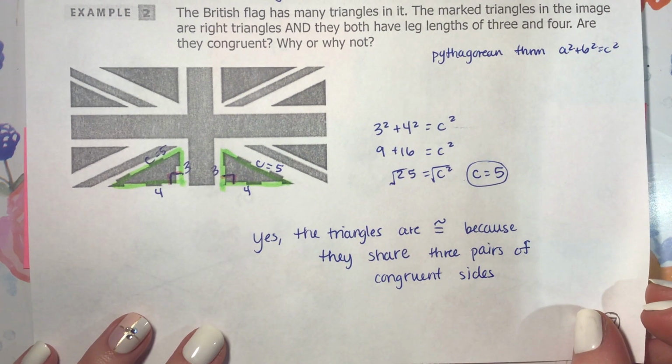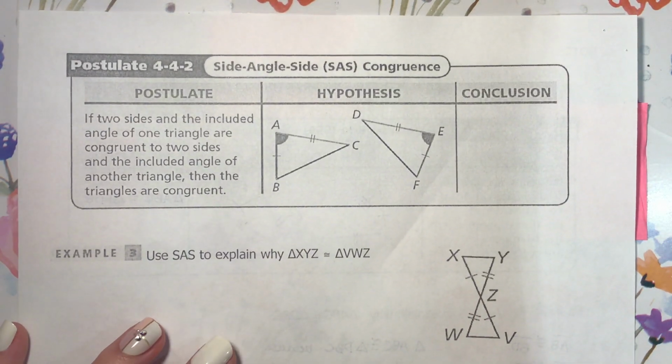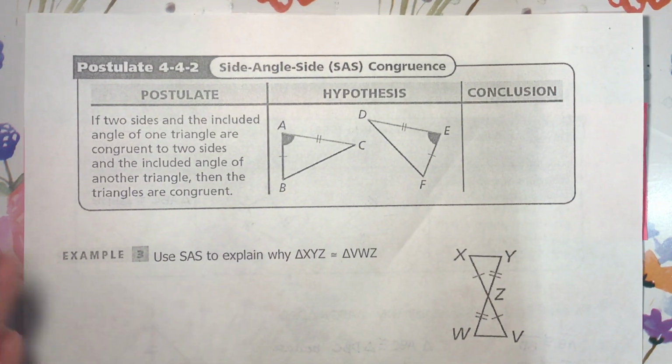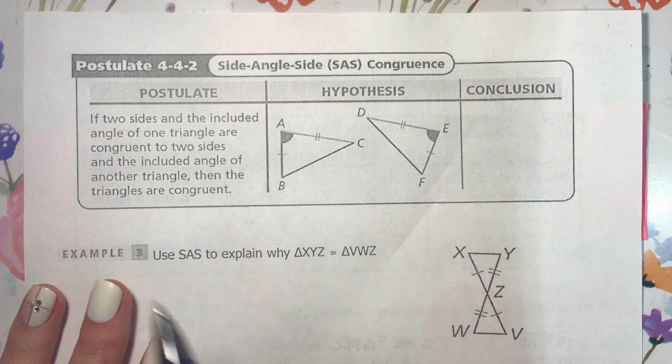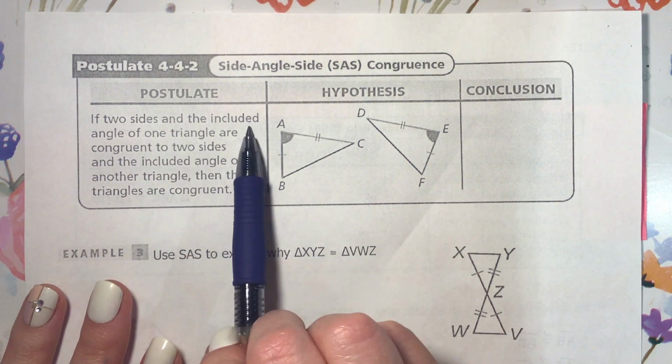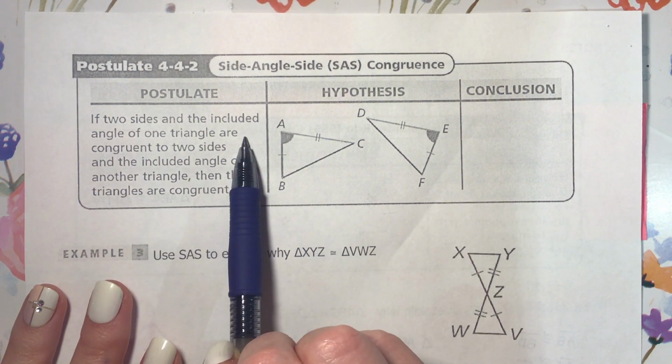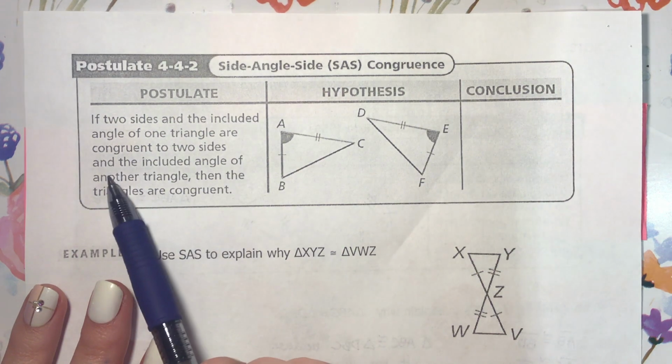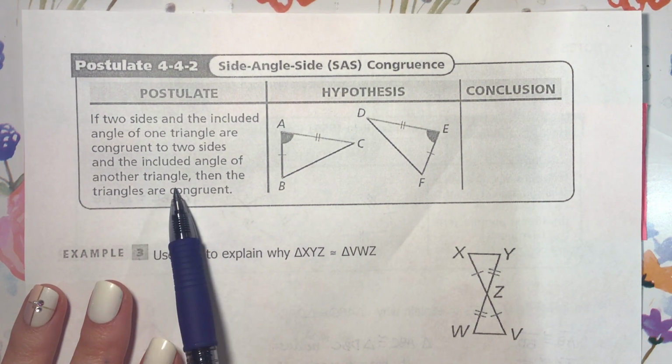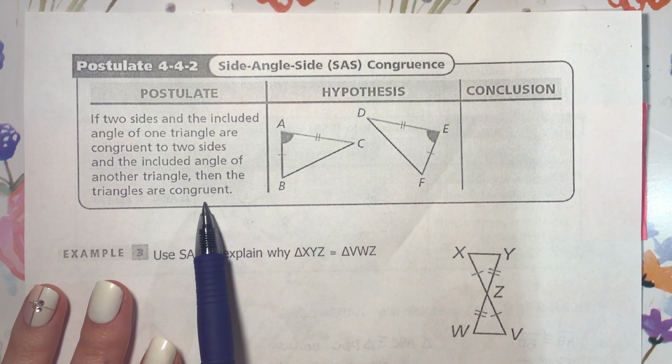And it's as simple as that. Now, not only do we have side, side, side, we also have side, angle, side. So this is going to be exactly what you think it is. You're going to be given a side, and then an angle, and then another side. So this postulate says, if 2 sides and the included angle of one triangle are congruent to 2 sides and the included angle of another triangle, then the triangles are congruent.